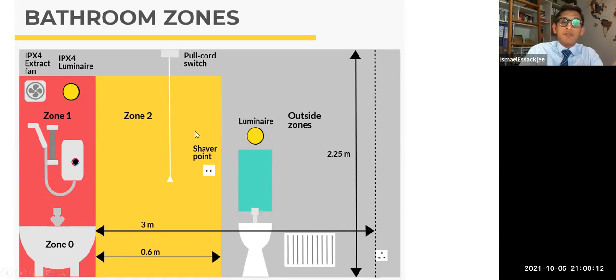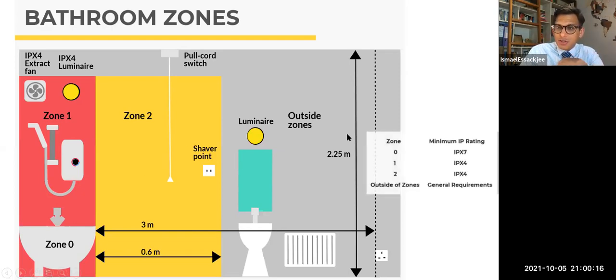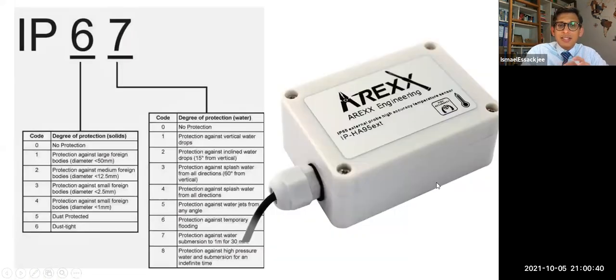Anyway, you have different types of IP, which stands for ingress protection, and this is what we have next. Zone 0 is inside the basin itself, when you're going to have your bath, and it's IPX7. What is X7? We are going to come to that. Zone 1 is going to be IPX4, and zone 2 IPX4 as well. The outside zone has the general requirements that we use generally outside. So let's understand what IP is now. How do we read the IP?